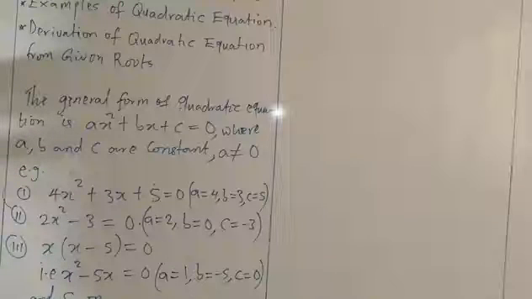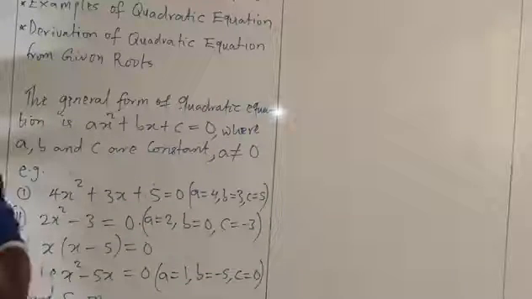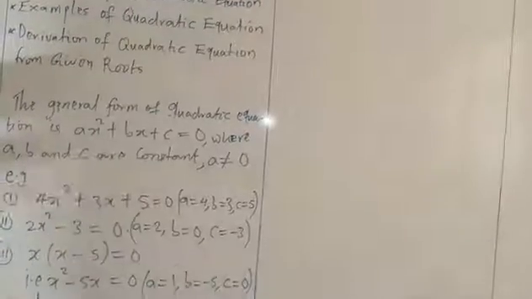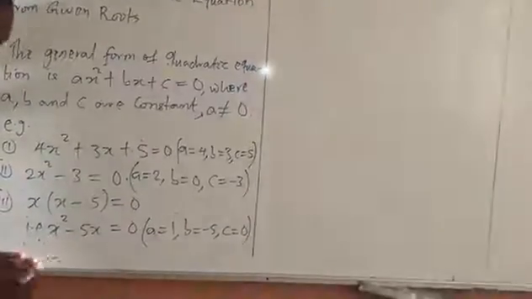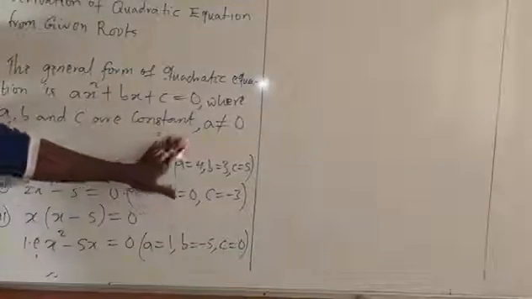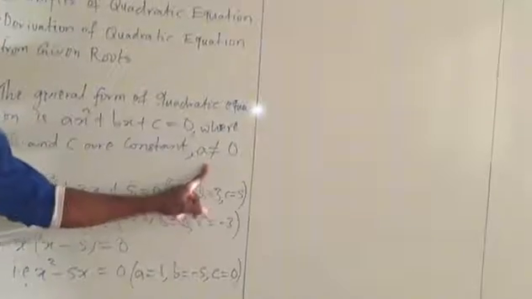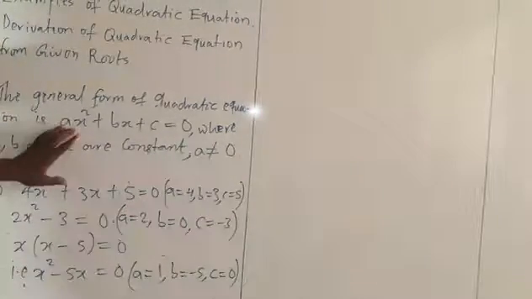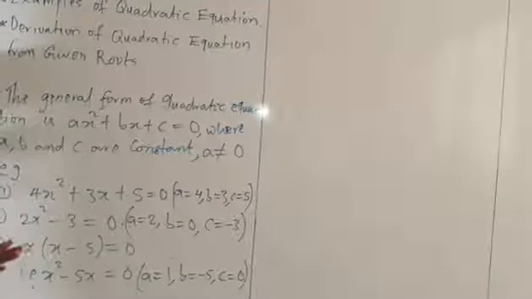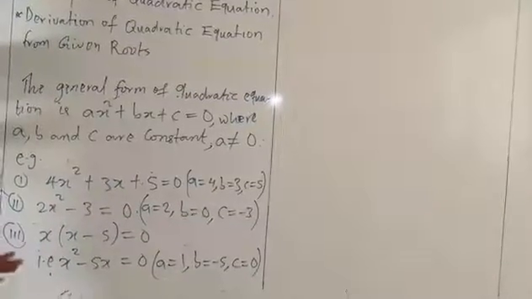So as we know, the general form of quadratic equation is ax squared plus bx plus c, where a, b, and c are constants, and a must not be equal to 0. What will happen if a is equal to 0? It means the quadratic equation will become a linear equation. So it will not be a quadratic equation anymore.